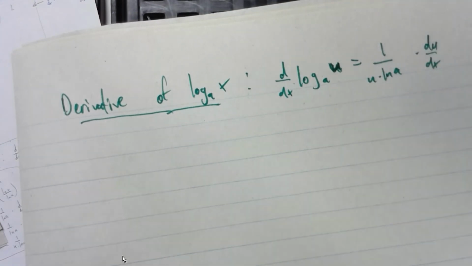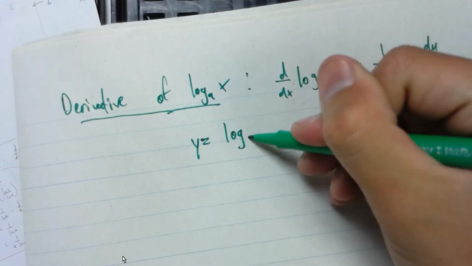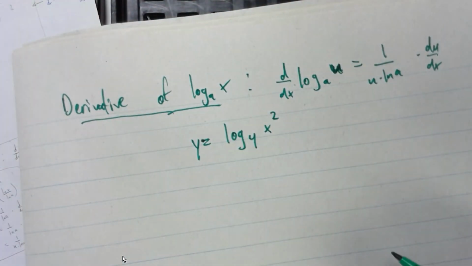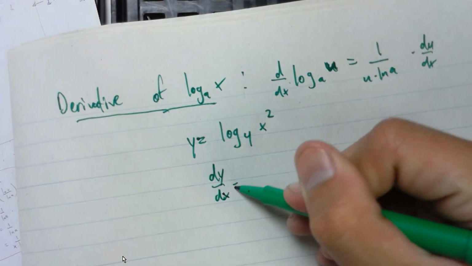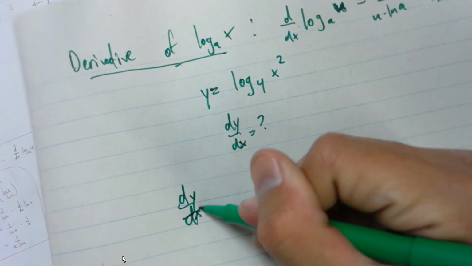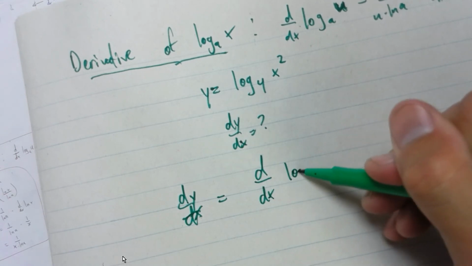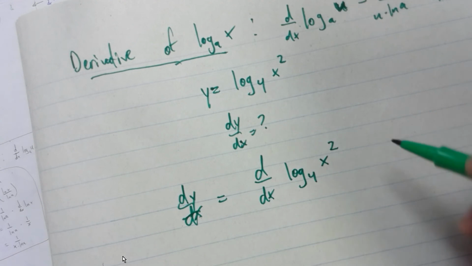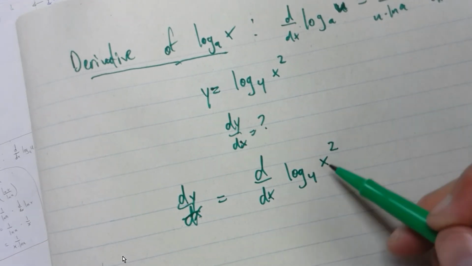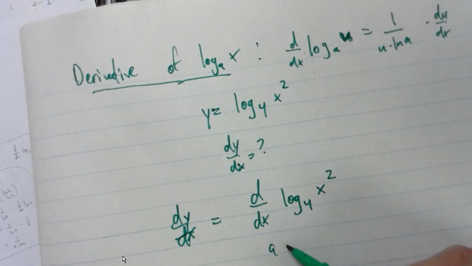Okay. All right. So what's my example going to be? Let's try y is equal to log base 4 of x squared. And then I want you to find dy over dx. What the heck is that going to be? Well, dy over dx is going to be equal to the derivative of log base 4 of x squared. Okay, so let's figure out a few things. Let's use this general equation to define what, let's say, I don't know what my a is. A looks like it's 4.